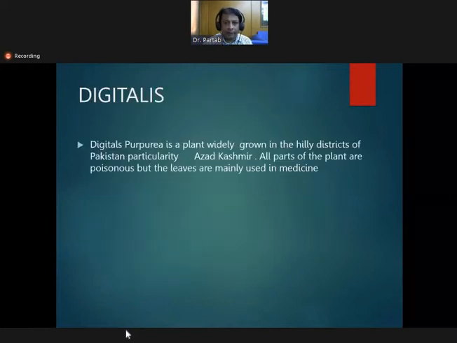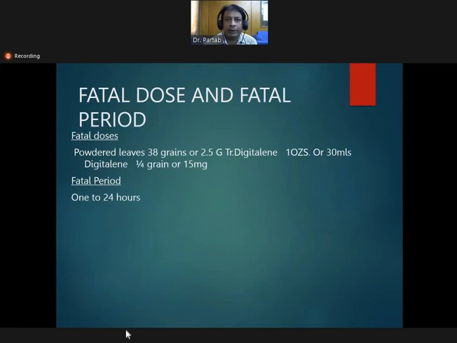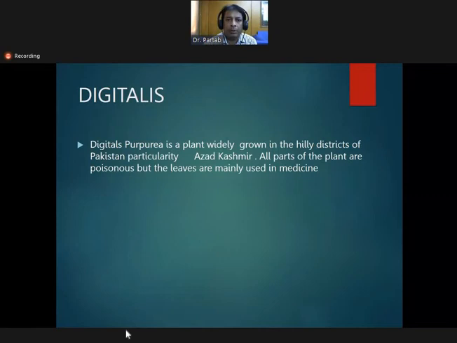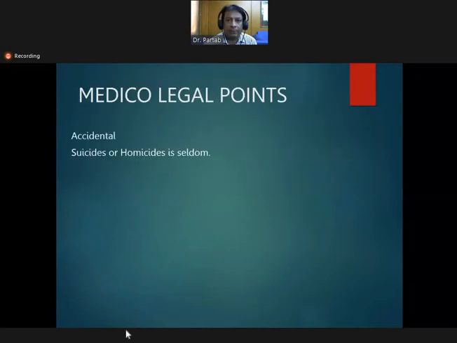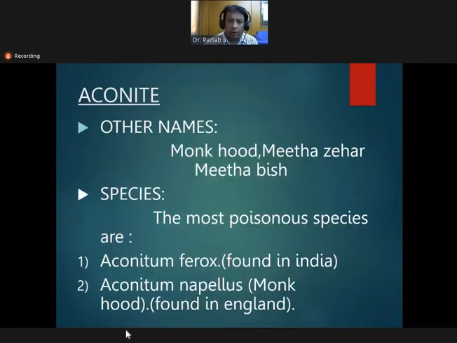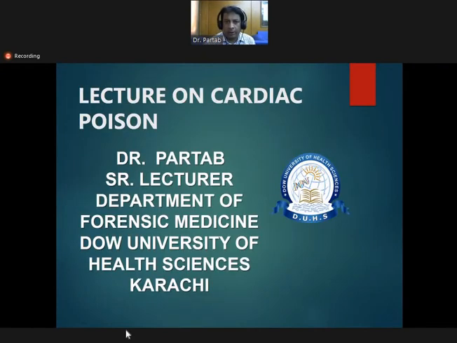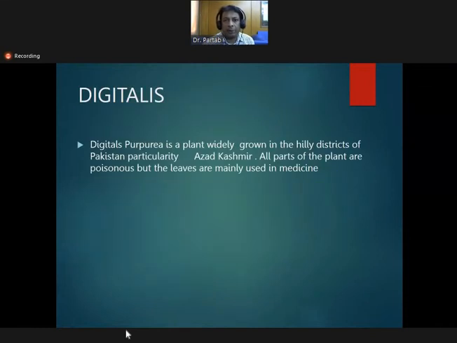Starting with Digitalis purpurea, the plant. You see the picture of Digitalis in this lecture. This is the picture of the aconite plant. Digitalis purpurea is a plant widely grown in the hilly districts of our country, like Kashmir, and other hilly parts of the world. These toxic plants grow in hilly areas.